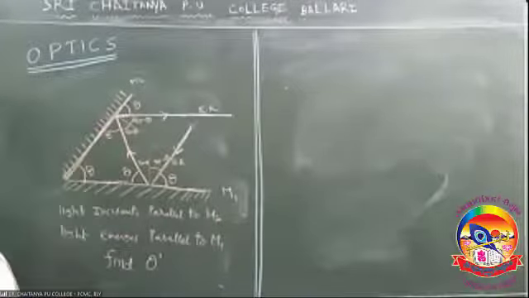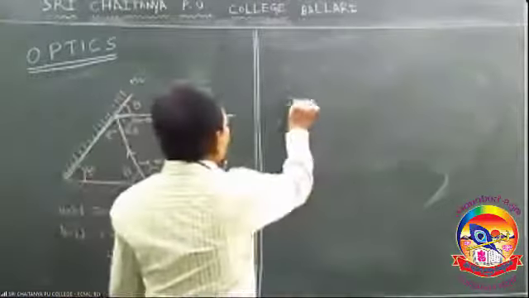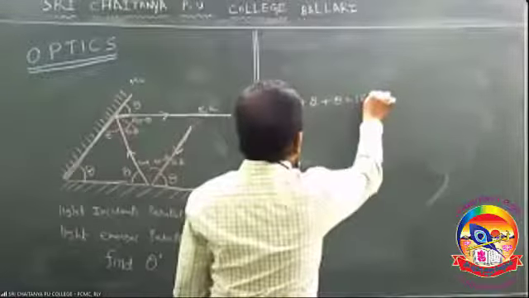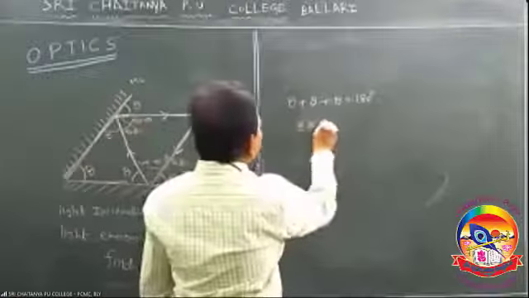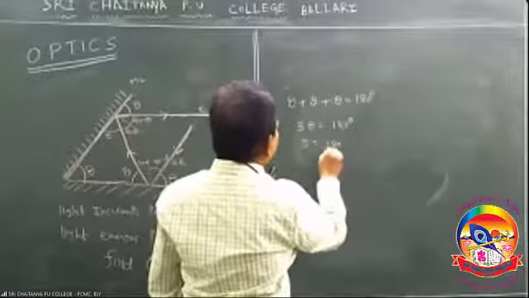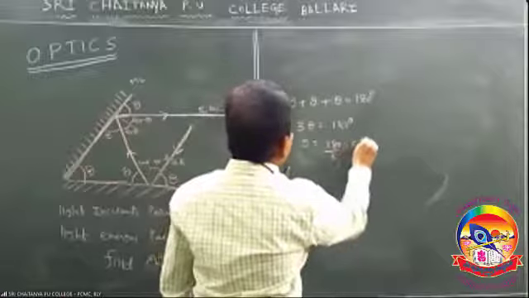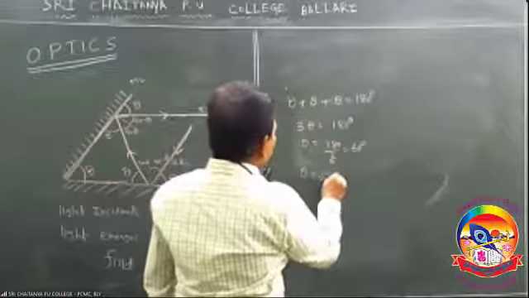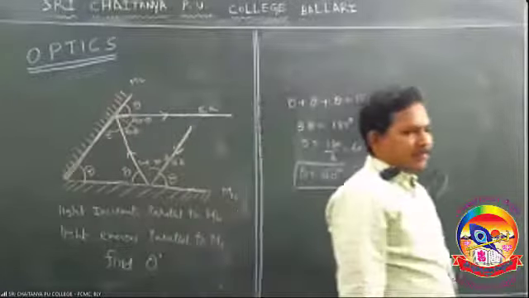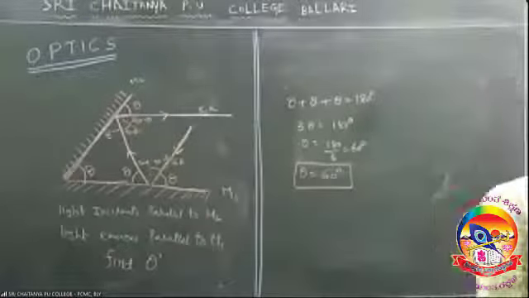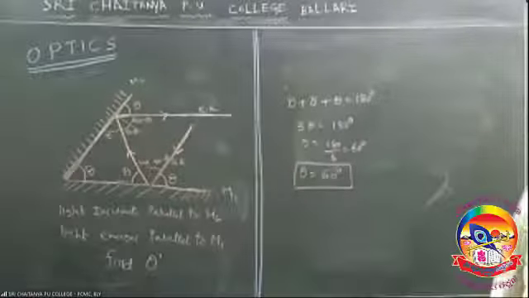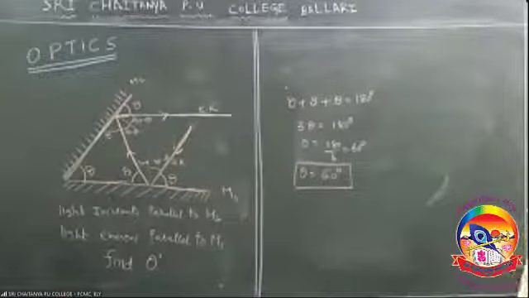Total angle in a triangle, that is theta plus theta plus theta is equal to 180. 3 theta is equal to 180. Theta is 180 by 3, which is equal to 60 degrees. So what must be the angle between the two mirrors? It must be equal to 60. Standard problem in the mirrors.